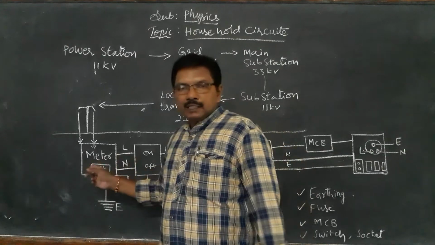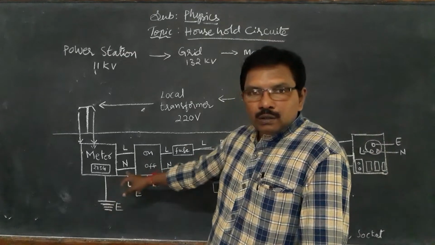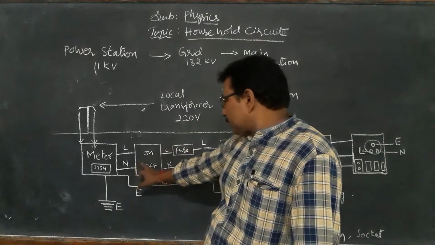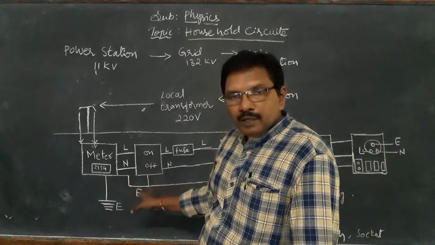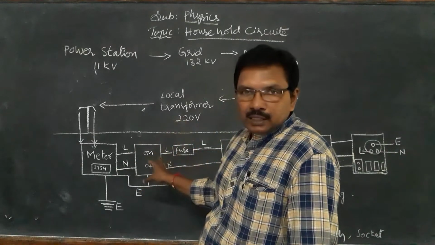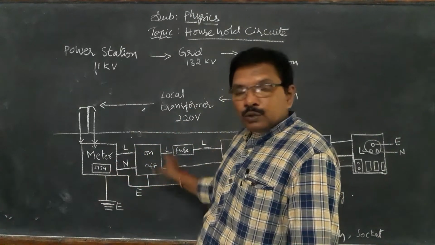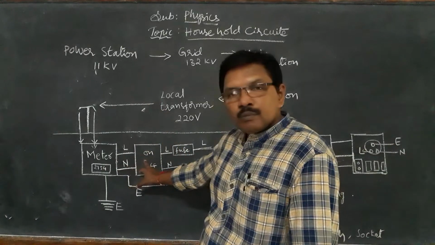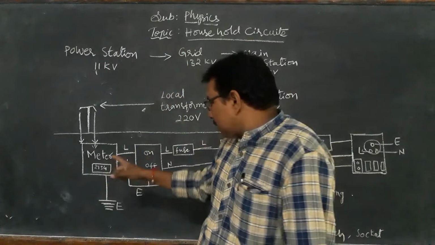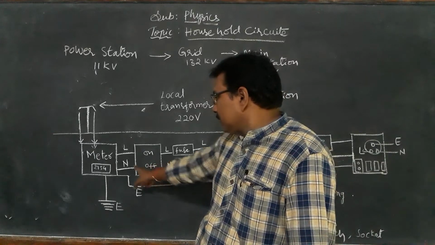From the meter, it is connected to the main. What is the use of the main? From the main only, the total house circuit is connected. If you don't want the continuity of the circuit, the flow of current to the house, for any cause, you can stop it here only. The main is used to switch off or switch on. So for on or for off, we use the main.